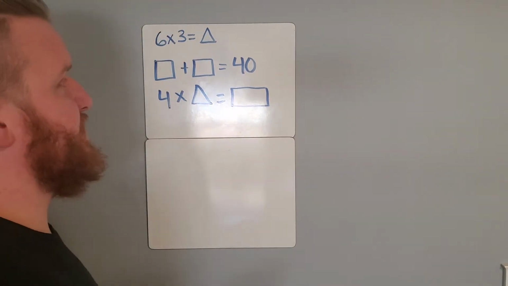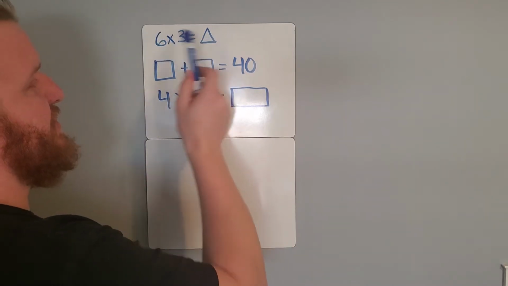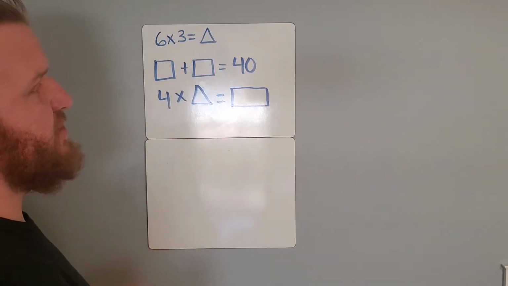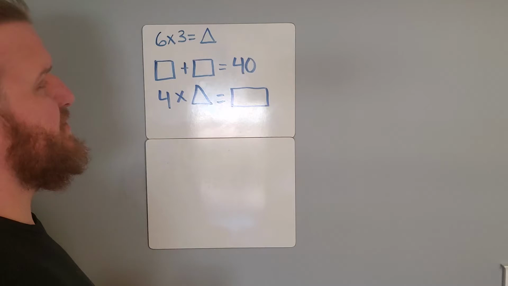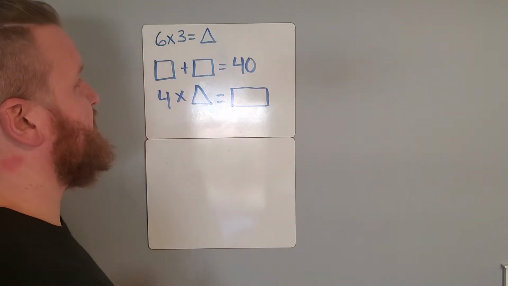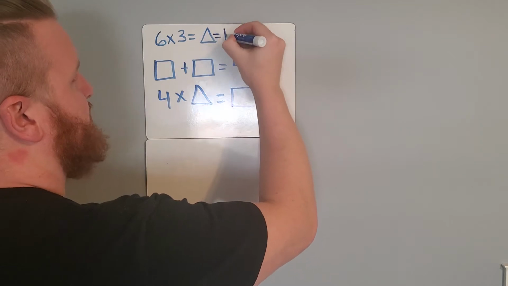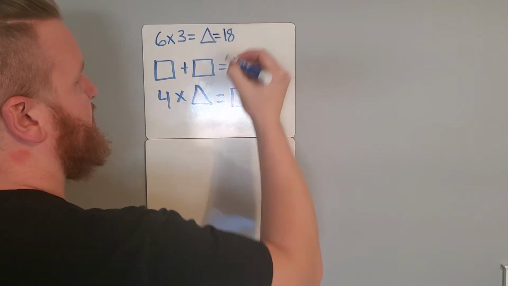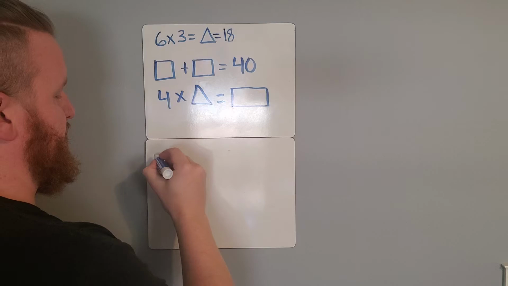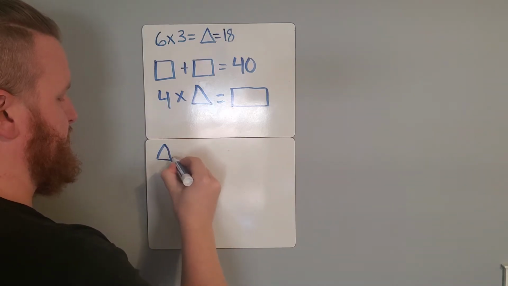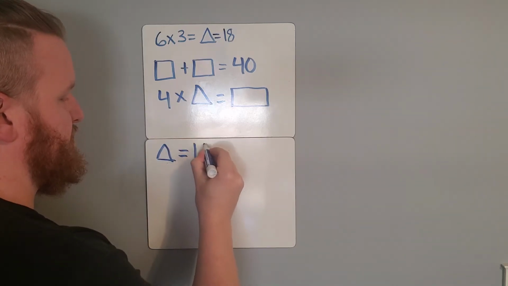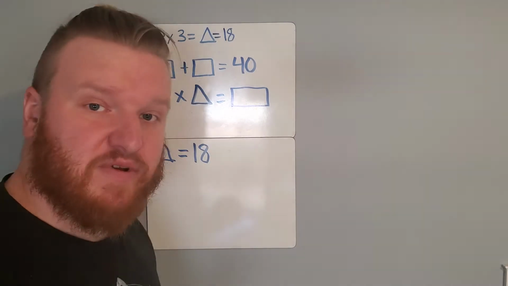So let's look at our first one. 6 times 3 equals triangle. So my triangle is going to be whatever 6 times 3 is. If you know your times table, 6 times 3 is 18. So my triangle is 18. All right, so triangle equals 18. Forgive me for not having really good drawn shapes.